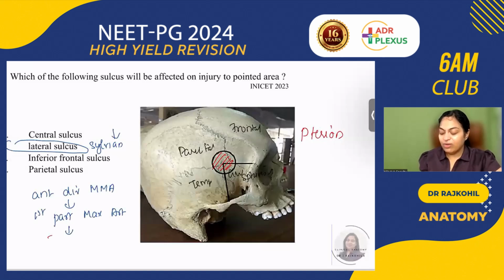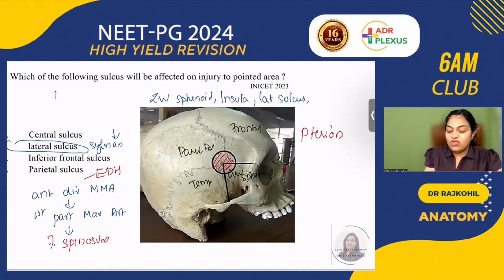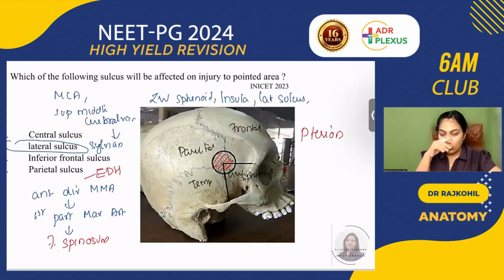Rupture of this artery will produce what type of hemorrhage? Extradural hemorrhage. And in a previous year they have asked it with options. Internally, it is related to the lesser wing of the sphenoid, to the insula of the cerebral cortex, and to the lateral sulcus. It is related to the middle cerebral artery and the superficial middle cerebral vein that runs in the lateral sulcus over the insula, right? So whatever is related to the pterion, you should be knowing.